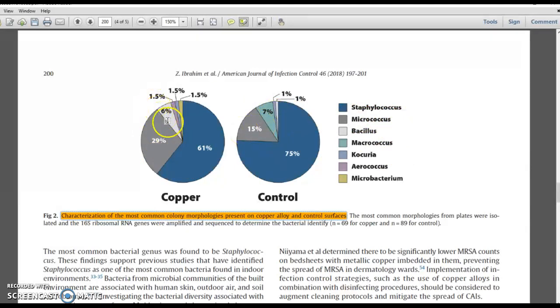And then everything else is relatively small, but notice here this Macrococcus is present in the control but not at all in the copper. And then we have a higher amount of Bacillus in the copper and the control. So those are sort of minor changes in percentages. But again, most of it in both cases is still the Staphylococcus. All right, so now I've looked at the figure. I have an idea in my head of what it shows.